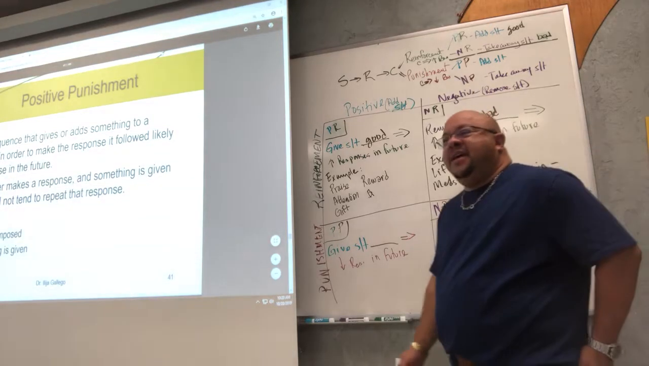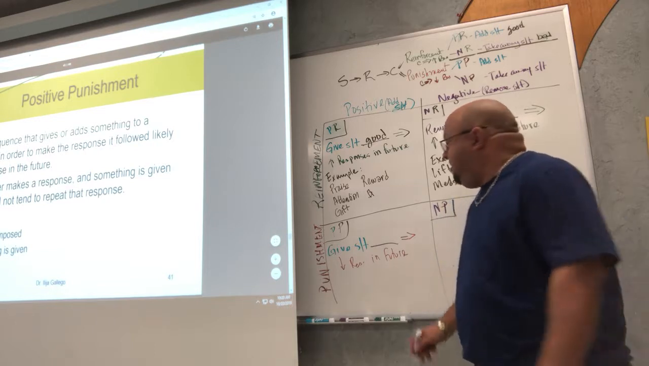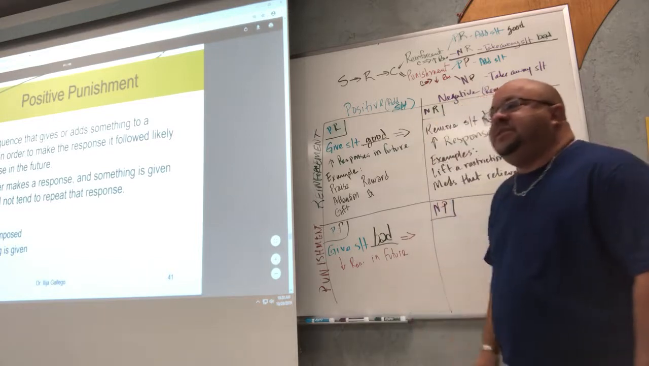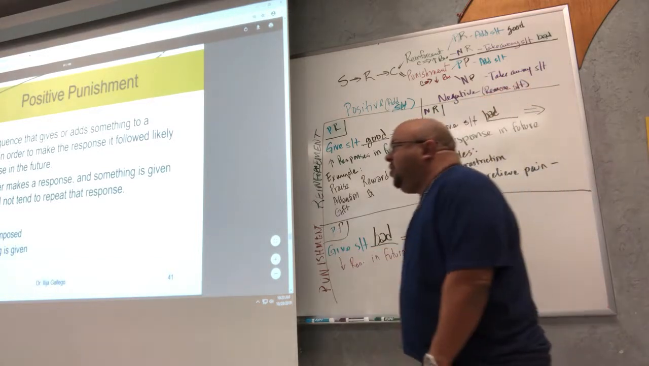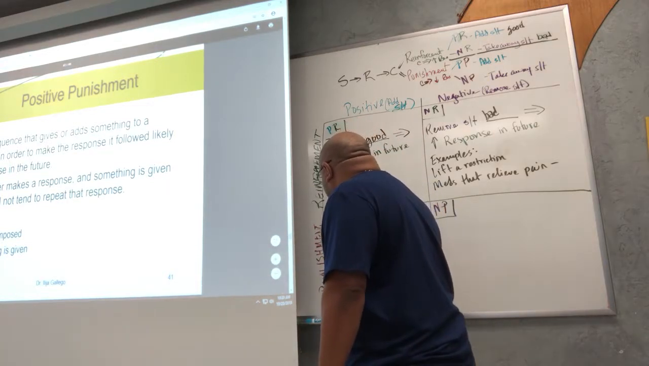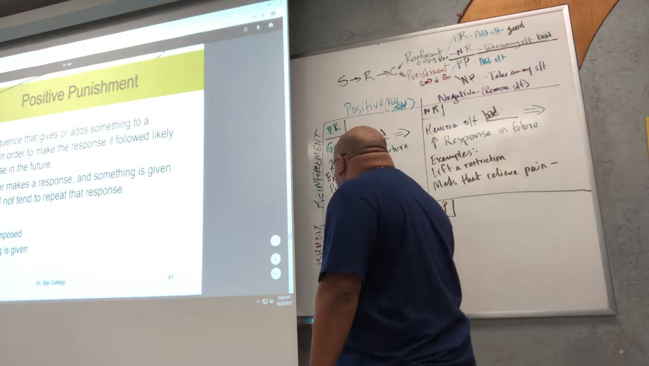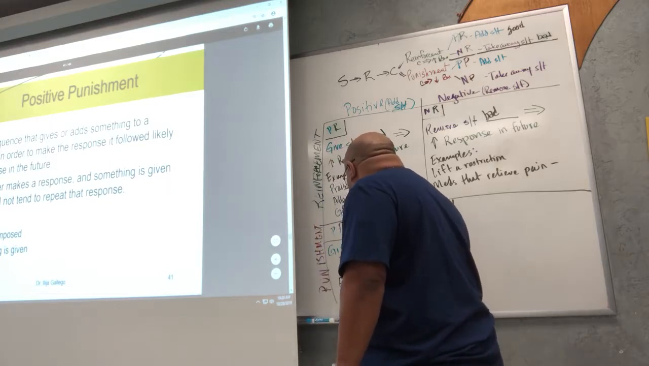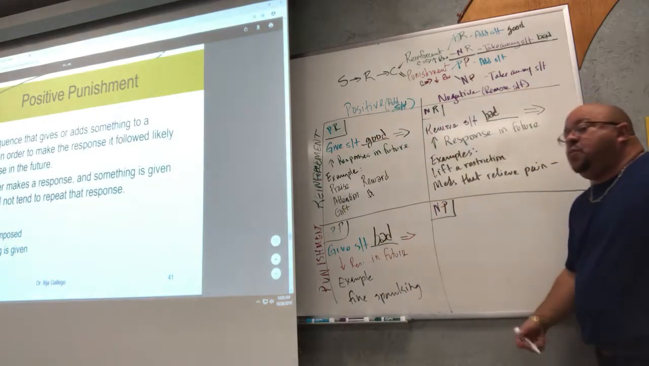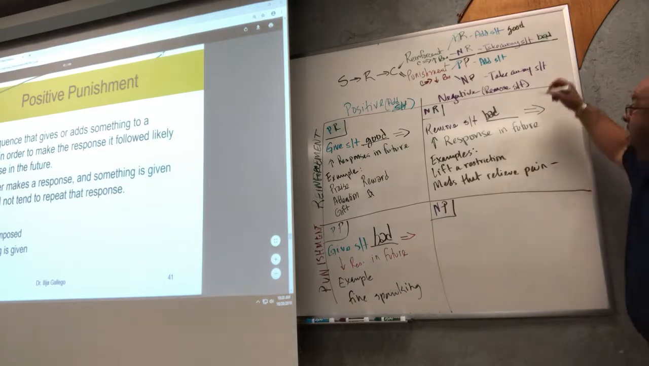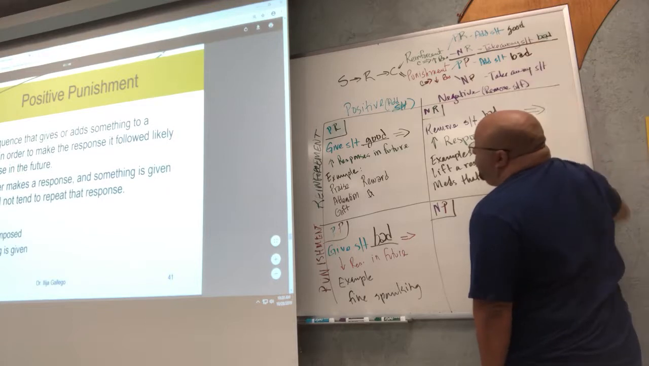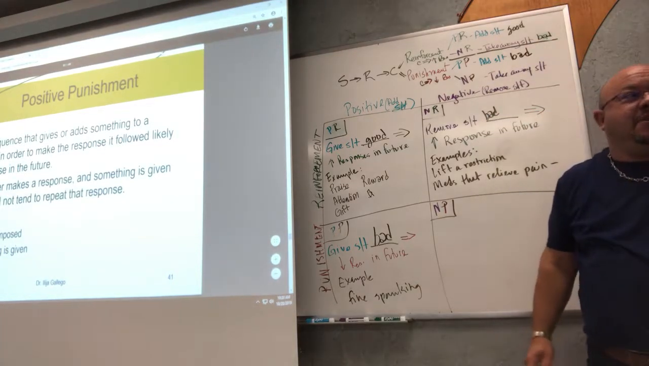Are you with me? Okay, I feel like I'm pulling teeth. Give something bad to decrease that response in the future. Okay, examples. You could look at the board, there's all the answers. I impose a fine. I give you a spanking. Those are all examples. I gave you something bad, so you won't do that again. So, in positive punishment, I add something bad.